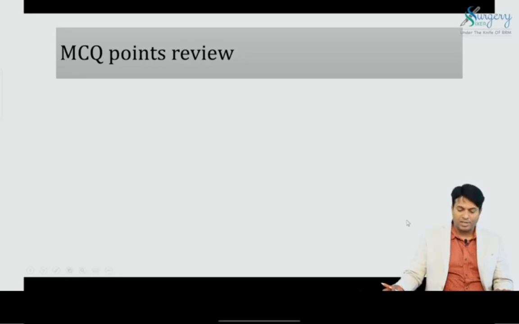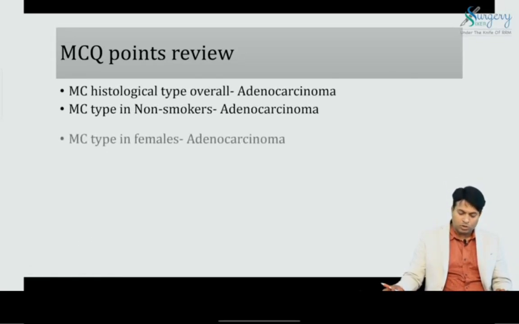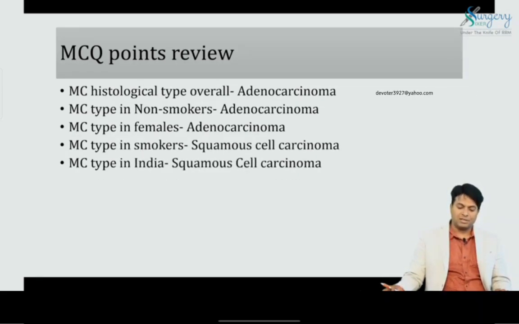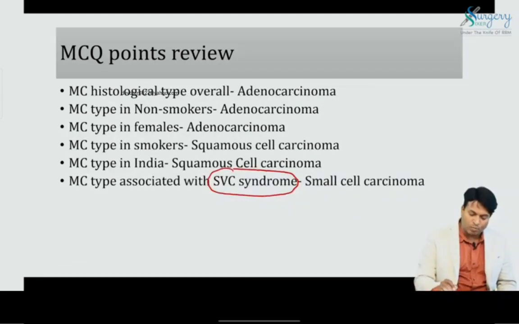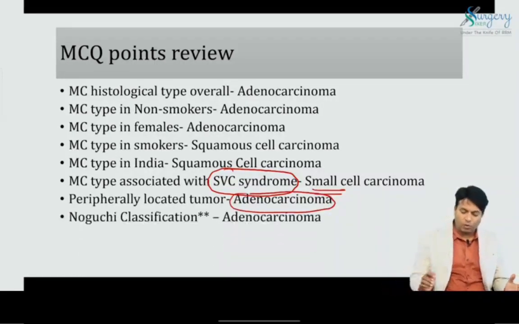Okay. So MCQ points I want to tell in this: most common type overall is adeno cancer. Most common type in non-smokers is adeno cancer. Most common type in females is adeno cancer. Most common type in smokers is squamous. Most common type in India is squamous. Most common type associated with SVC syndrome is small cell cancer. Most peripherally located tumor is adeno cancer. Noguchi classification is for adeno cancer.